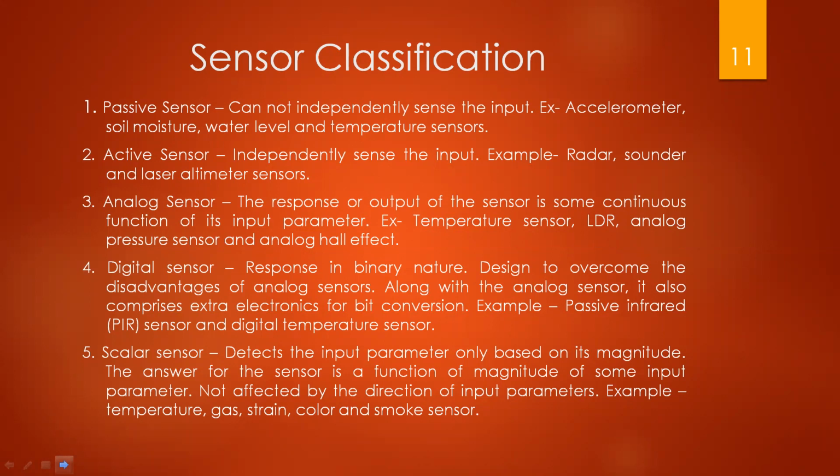The next is scalar sensor, detects the input parameters only based on magnitude. The response of the sensor is a function of magnitude of some input parameters, not affected by the direction of input parameters. Example, temperature, gas, strain, colors, and smoke sensor.